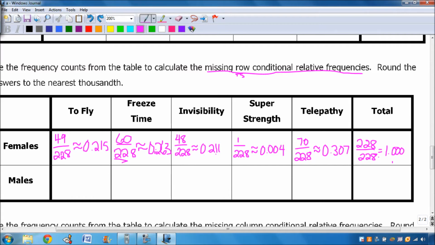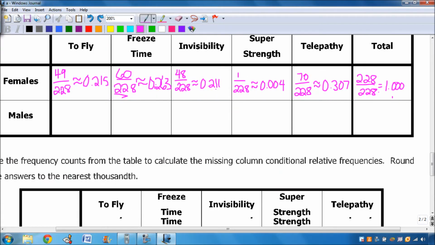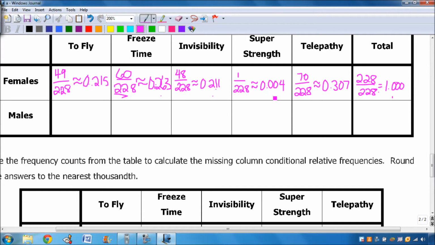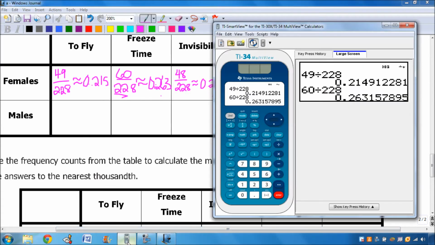So what I'm going to do is add up all of my values right here, and it should add up to 100%, because all of these values are all the females, and when you add them together, you should get all the females accounted for. So let's check to make sure it's correct.